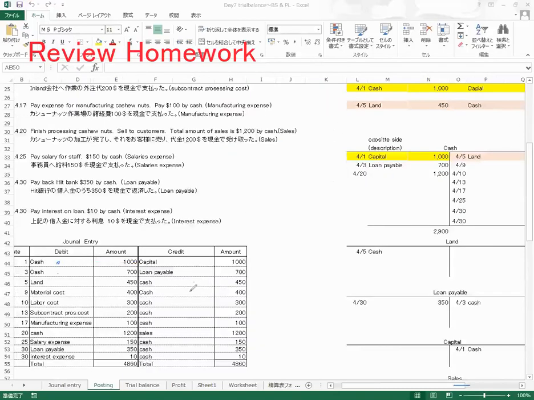So now you make the posting. There is the cash on the left side and also the cash on the right side.